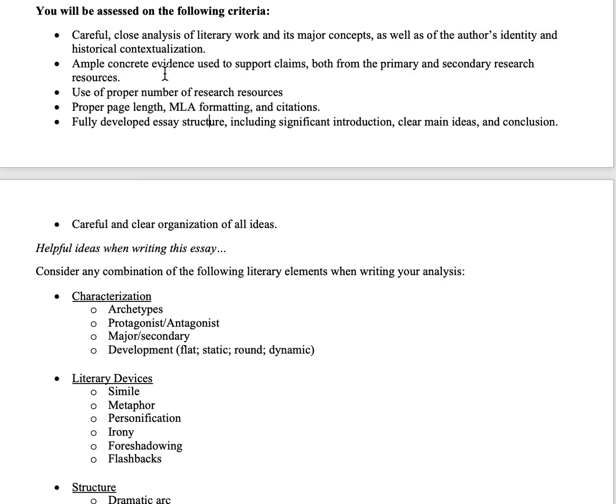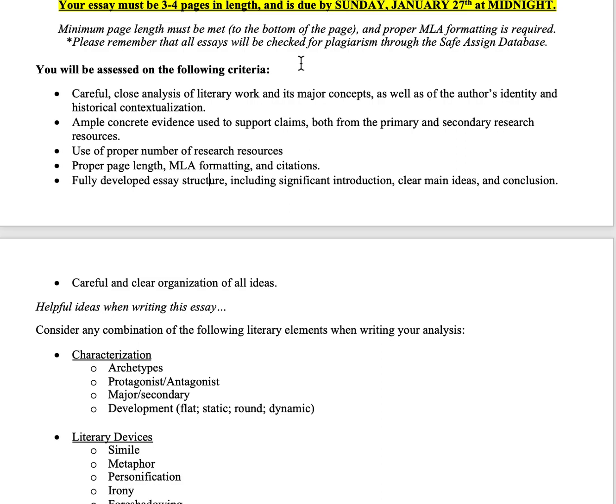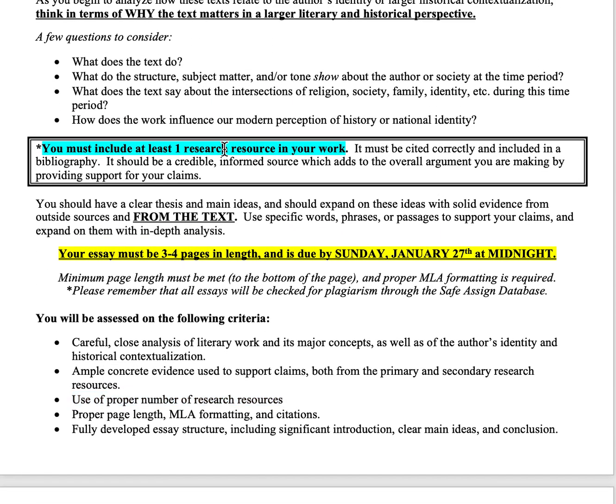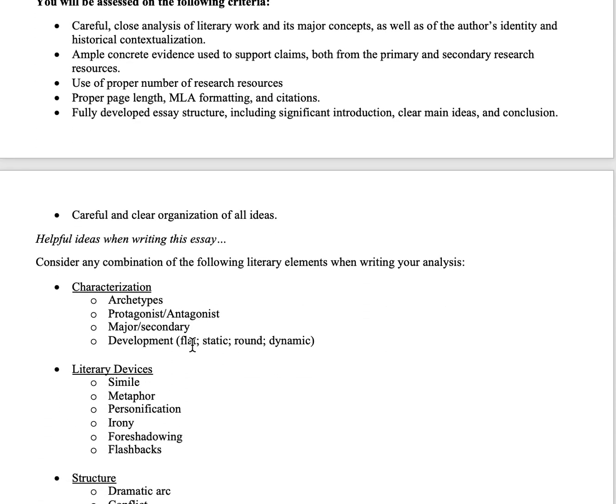Good concrete evidence to support your claim. So that means quotes from the primary and the secondary sources. Appropriate number of research resources. That means at least one outside research source. Proper page length, MLA formatting, and citations.